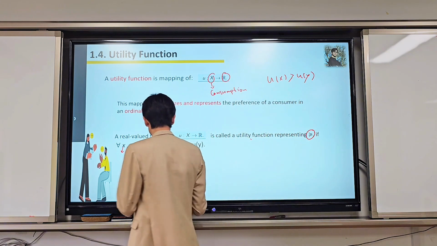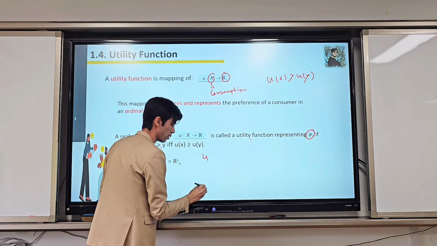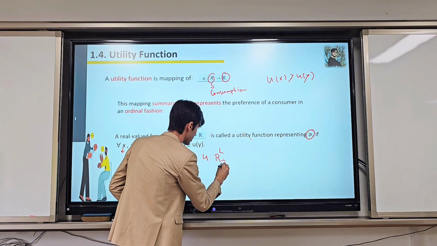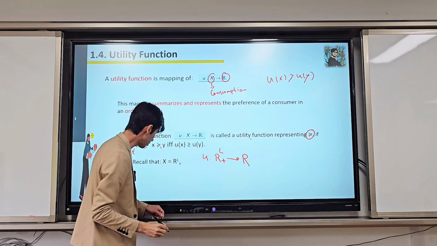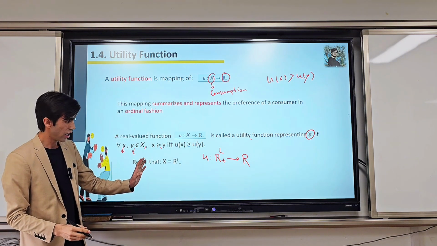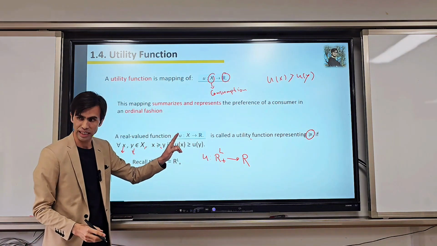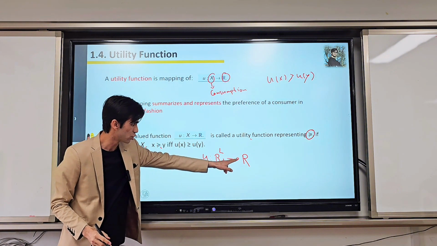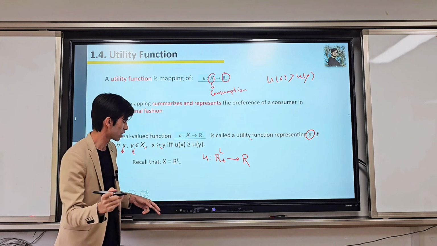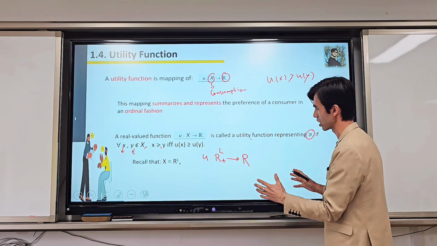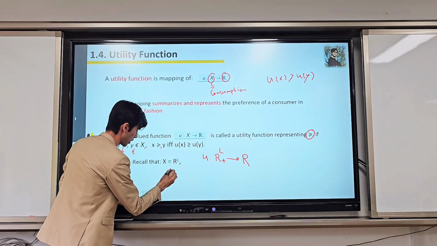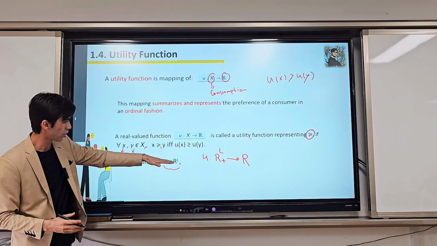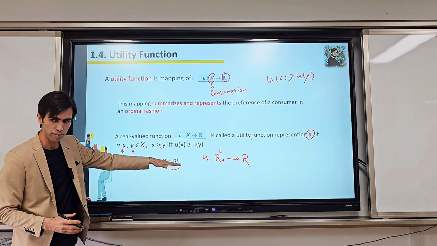And also, in another situation, we can say that the utility function is a mapping from RL plus to R. Utility function is a mapping from a non-negative real number with L dimension to real numbers. Why do we say this? Because in the last class, when we were talking about the consumption set, we said that, in order to make it simple for working, for proving, the consumption set is equal to RL plus. The L is the dimension, the number of dimensions.